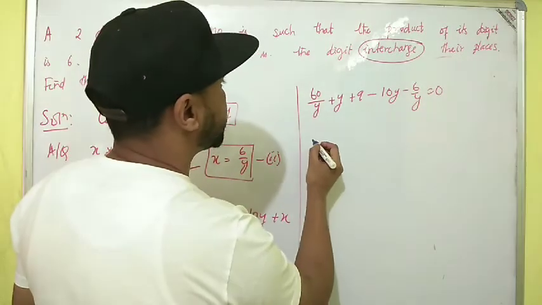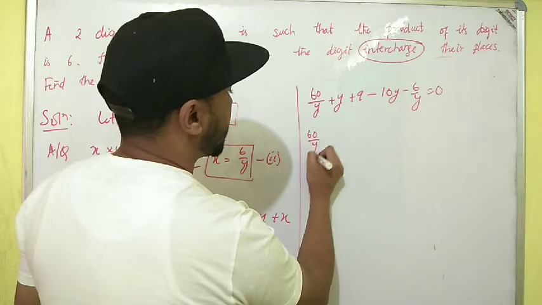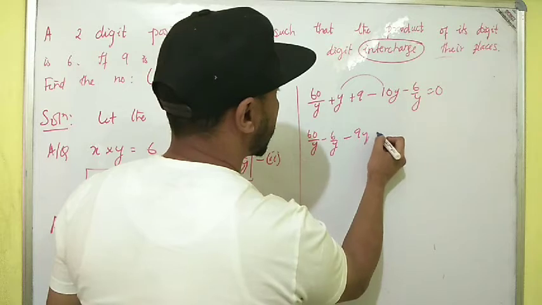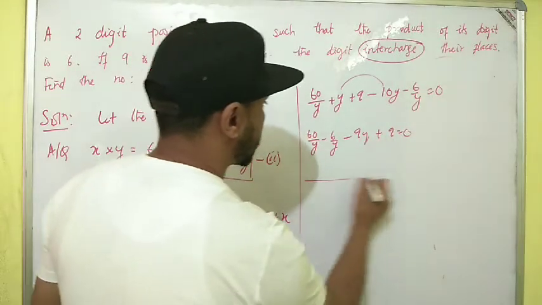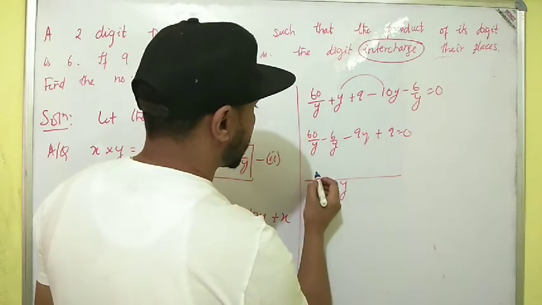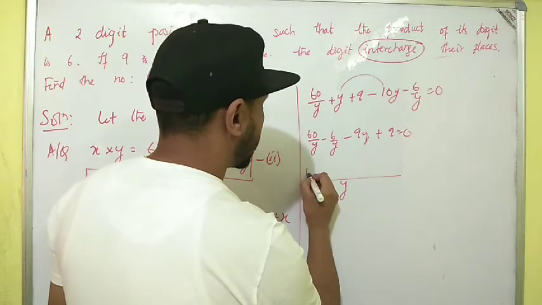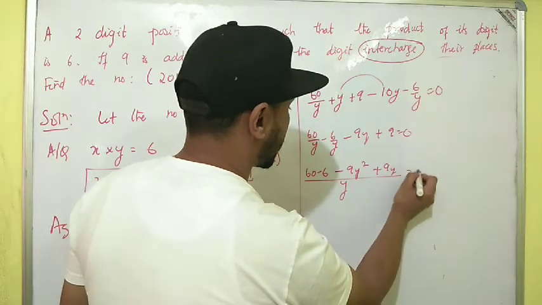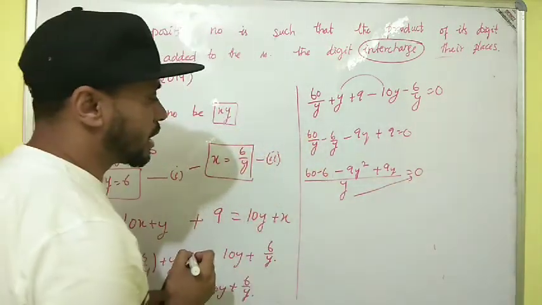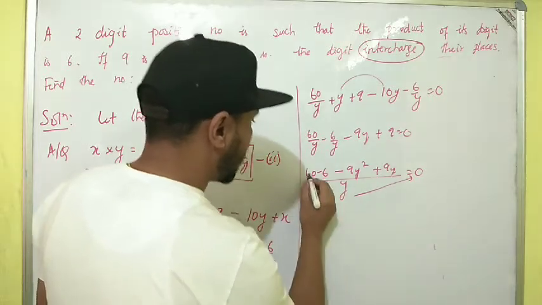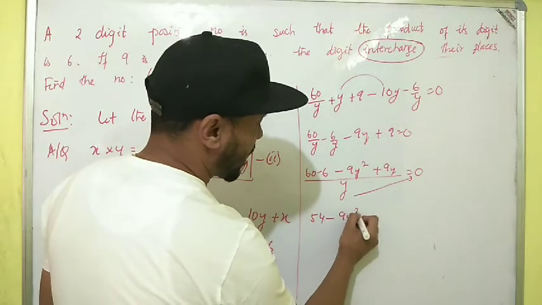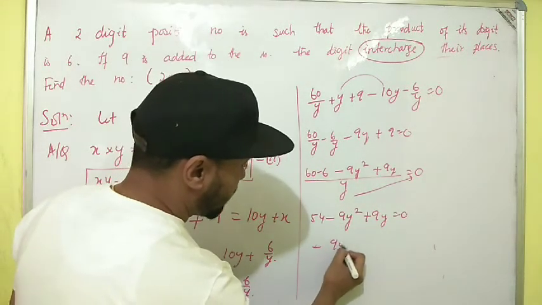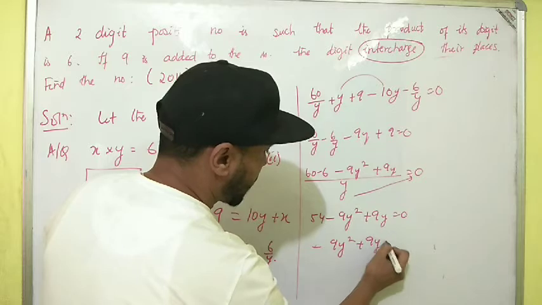Now this will be your 60y minus 6 by y. This will be a minus 9y. These two we can subtract. Plus 9 is equal to 0. Now let's take the LCM. LCM is y. So this will be your 60 minus 6 minus 9y squared plus 9y is equal to 0. Now if you cross multiply, this will directly be 0. So 60 minus 6 is 54, minus 9y squared plus 9y is equal to 0. So from here, this will be minus 9y squared plus 9y plus 54.